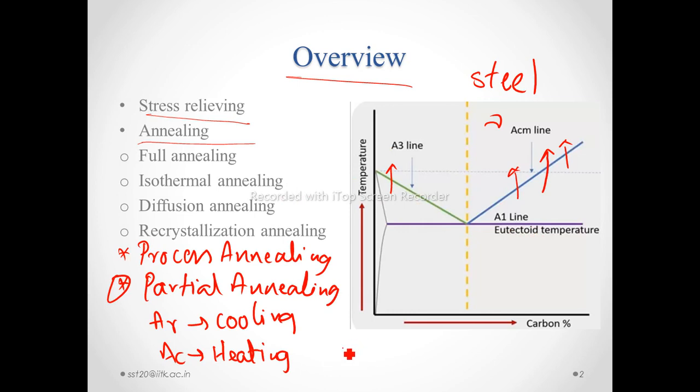So if it is mentioned as the AC3 line, it is the temperature at which, during heating, the austenitic transformation is completed. Or if it is mentioned as AR3, during cooling, it is the temperature at which the austenite begins to transform to alpha ferrite during the cooling. So this is only a small difference. Okay. So what is the nomenclature?